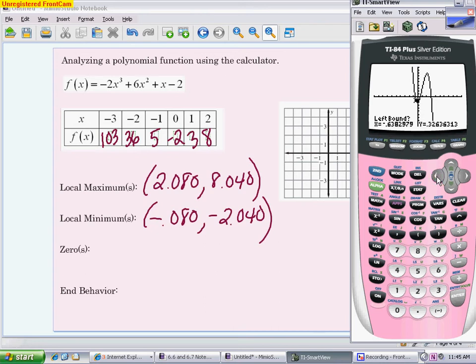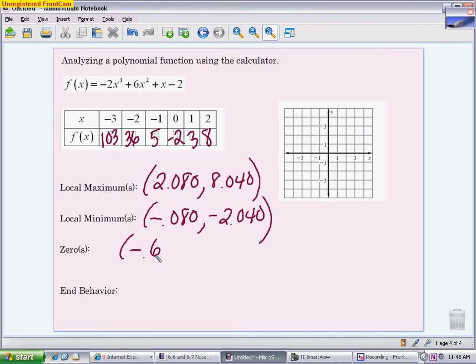I like to do them in order from left to right. So first I have to be on the left side of the first 0, so before it crosses the axis, hit enter. Use your right arrow to go through the axis. Anytime you're through the axis, you can hit enter again, and then a third time to guess. Again, on the bottom of the screen, it will say the word zero, so that's how you know you're done hitting enter. My 0 here is at negative 0.600 or 0.601. It doesn't matter if you round or truncate. Negative 0.600 or 0.601, comma 0. Your y coordinate should be 0, because it's where it crosses the x-axis.